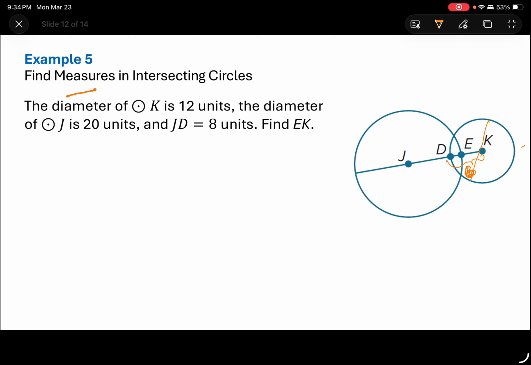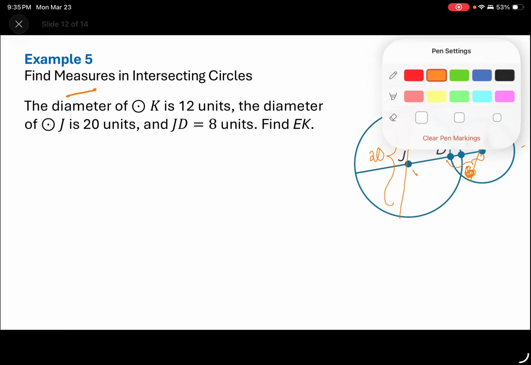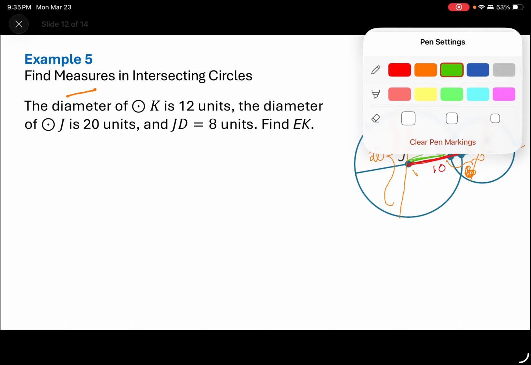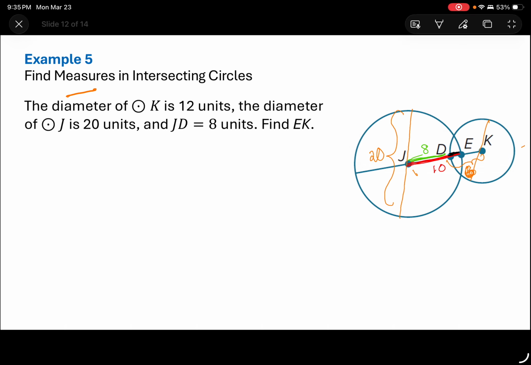And the diameter of circle J is 20 units, so if the diameter all the way across through the center of J is 20 units, then the radius of circle J has to be 10 units. So from here, J to E is 10 units. And then they told us that J to D is 8 units. So this distance is 8. From that, we can surmise that D to E has to be 2 units. 10 minus 8 is 2.